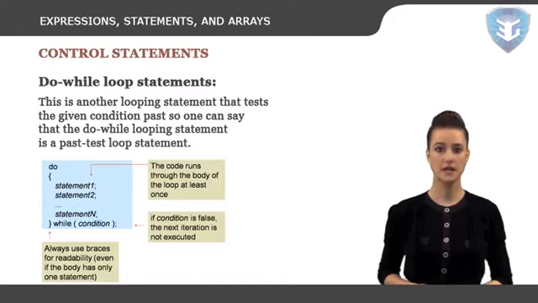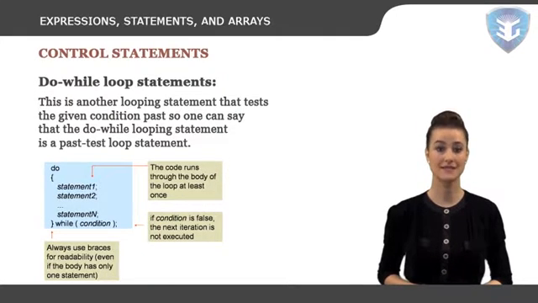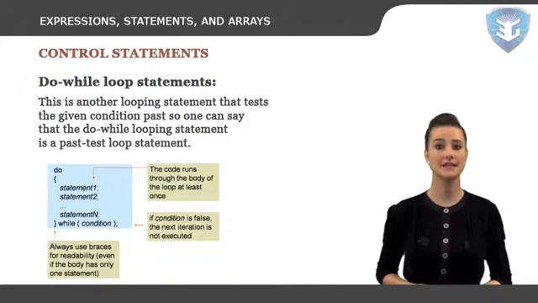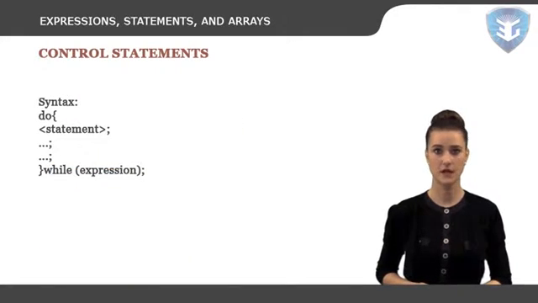Do while loop statements. This is another looping statement that tests the given condition past, so one can say that the do while looping statement is a post-test loop statement. First, the do block statements are executed, then the condition given in the while statement is checked. So in this case, even if the condition is false in the first attempt, the do block of code is executed at least once. Look at the screen to understand the do while loop statement.